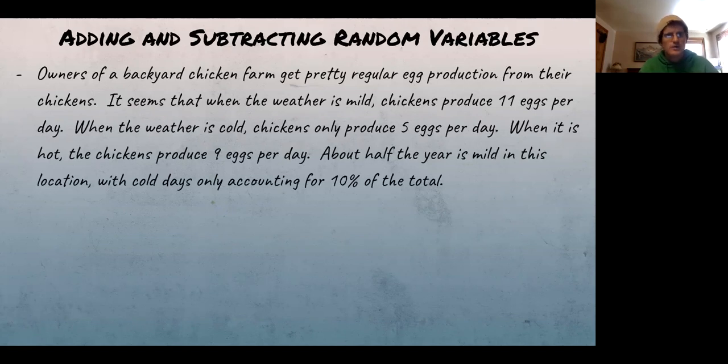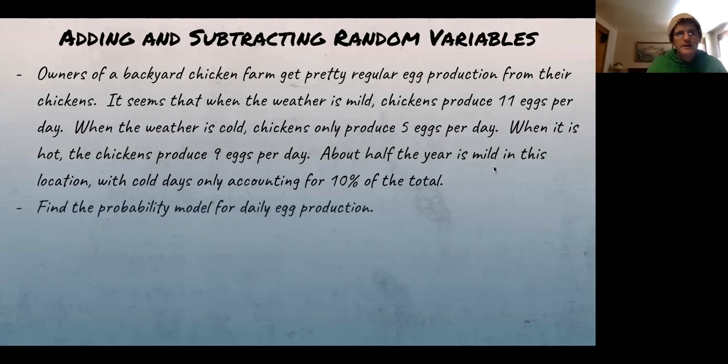Owners of a backyard chicken farm get pretty regular egg production from their chickens. It seems that when the weather is mild, chickens produce 11 eggs per day. When the weather is cold, chickens produce only 5 eggs per day. When it is hot, the chickens produce 9 eggs per day. About half the year is mild in this location, with cold days only accounting for 10% of the total. So we want to find the probability model for the daily egg production.